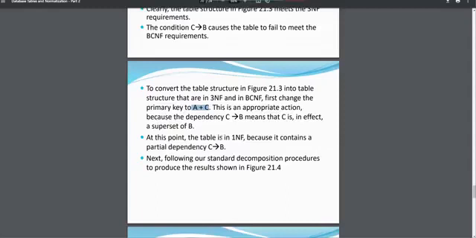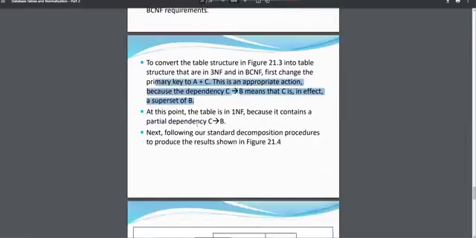That table is in first normal form because it contains a partial dependency. Due to this action, try to understand these concepts. When you know the basic things properly at this stage, you should be able to understand these concepts. Hope all of you can do that.